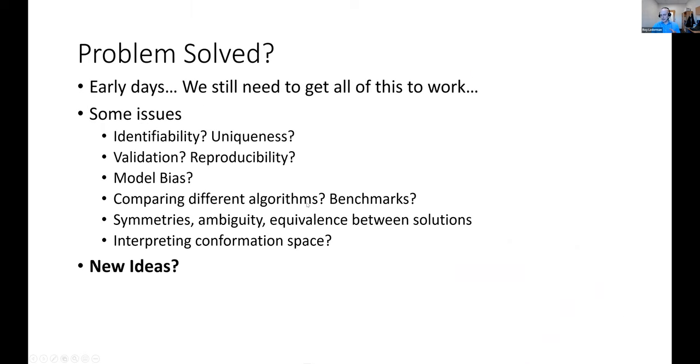Okay, so the problem isn't solved yet. What I'm showing you is sort of the beginning, I think, of analysis of conformational heterogeneity. There are a lot of mathematical questions about this, like cardinality, variability, uniqueness. How do you validate these things? Many other questions that, since I'm out of time, I won't cover. I'll just mention a couple of things.